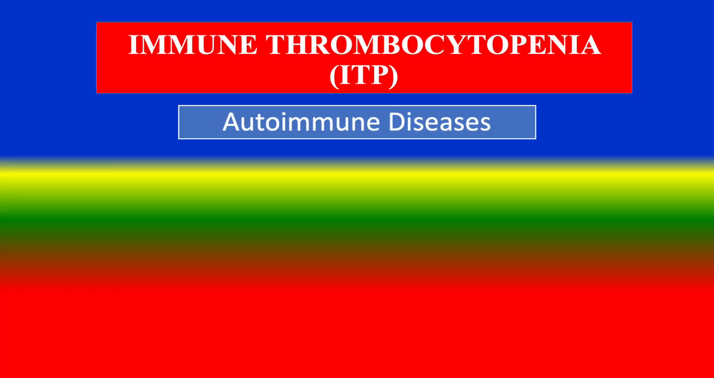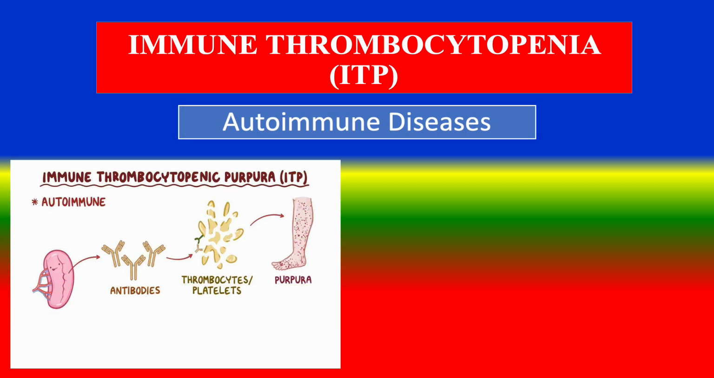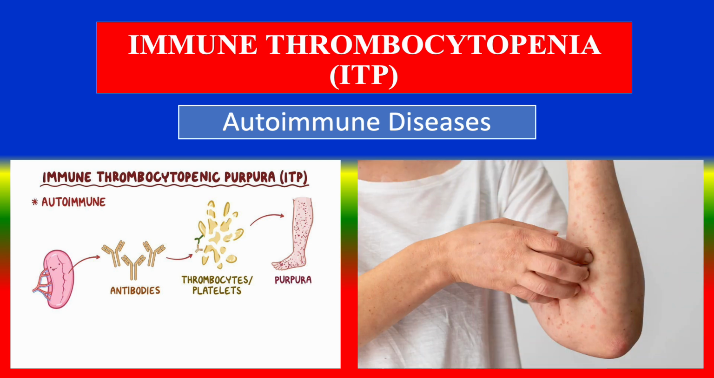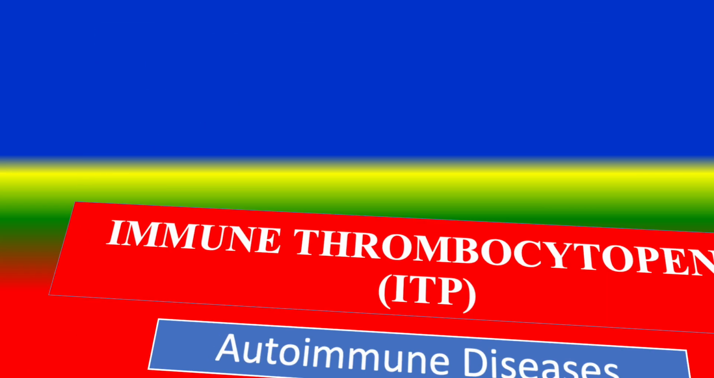Immune thrombocytopenia (ITP) is an autoimmune disease. Look at this picture, which shows the disease mechanism, signs and symptoms, and blood tests for diagnosis. Detail going on. Introduction.